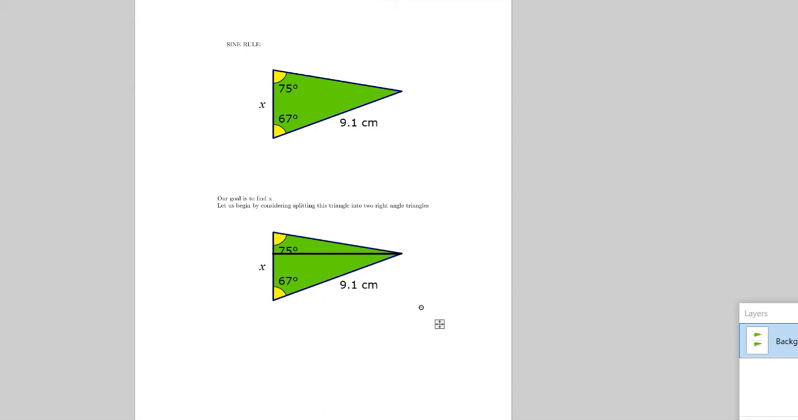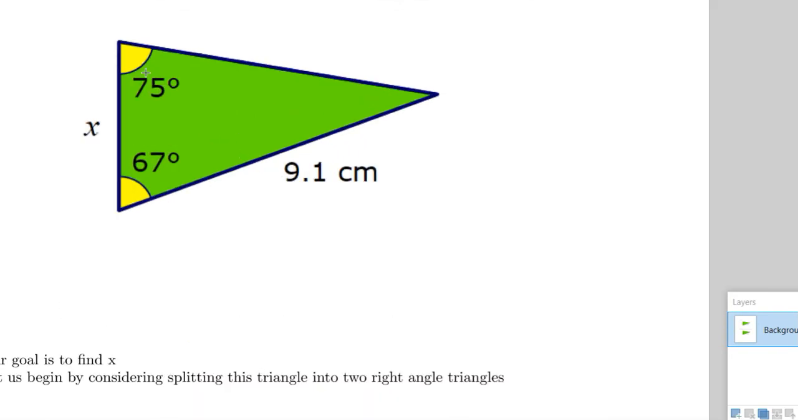Okay, so what I'm going to do is analyze this problem. Let's make sure we're aware of what it is. You've got 75 degrees, 67 degrees, and 9.1 centimeters on one side. You want to find out what x is.